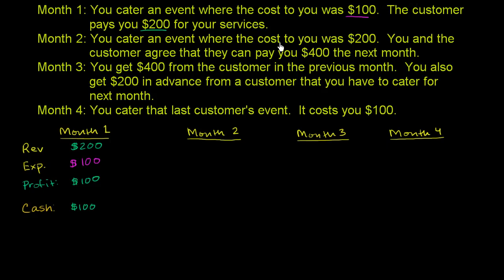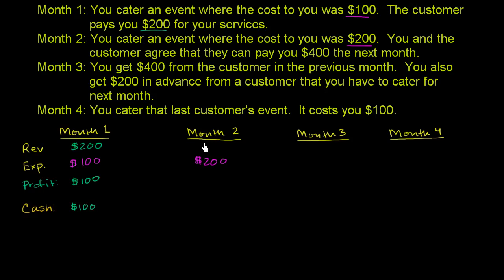You cater an event where the cost to you was $200. You and the customer agree that they can pay you $400 the next month. So in this month, we have to use $200. Maybe our bank lets us overdraft. This is an expense, so I don't have to write negative. We're assuming this is going out. I'll write it in red. So we are going to use $200, but we don't get any revenue because we're doing the cash basis accounting. The customer is not paying us in that month. They're paying us $400 the next month. So we get no revenue in that period.